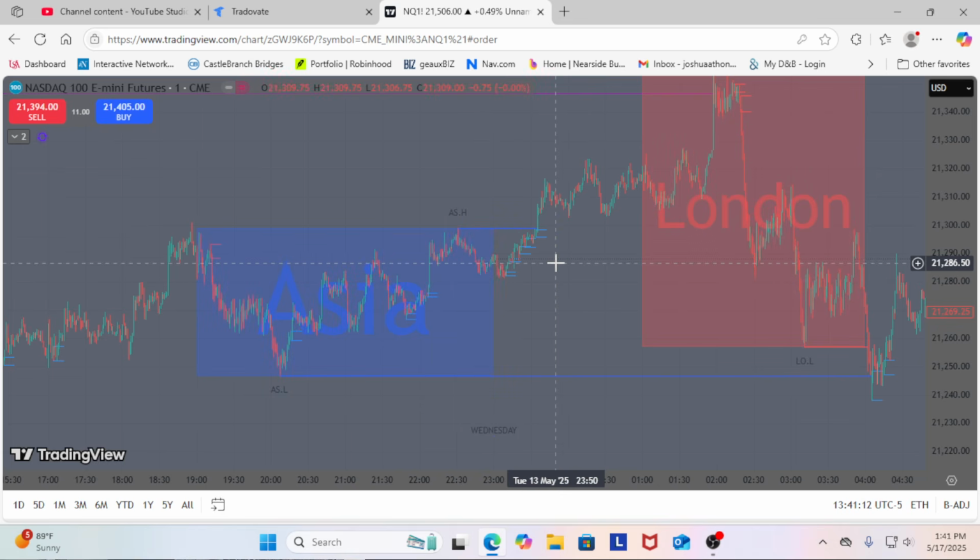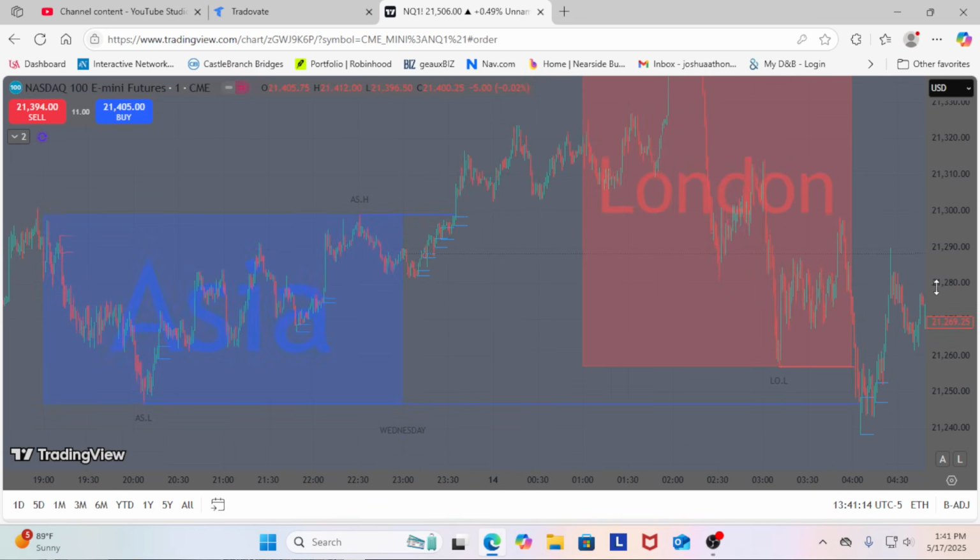The true day open, see this dotted line in the middle right here? It only gets printed when Asia session closes. And for me, that's going to be 2300. That is when Asia closes for me. So if you live in another time zone, it may be different. It may be 2400, maybe something less than that.